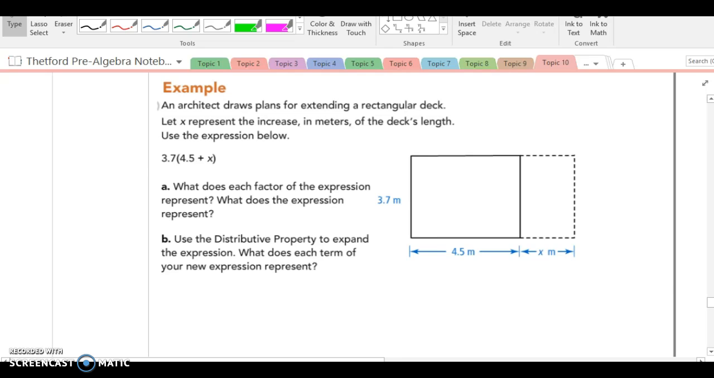So an architect draws plans for extending a rectangular deck. So right now their deck is only this, and they want to make it larger. The x represents the increase in meters of the length. And so we are going to use this expression, which they actually got from here. So they took the width and they're multiplying the width by the length, and the length is this plus this amount because we don't know what it is yet. And so that's where they got this equation.